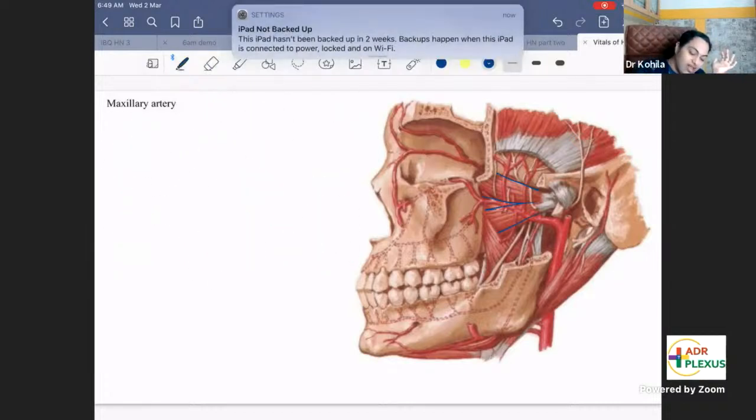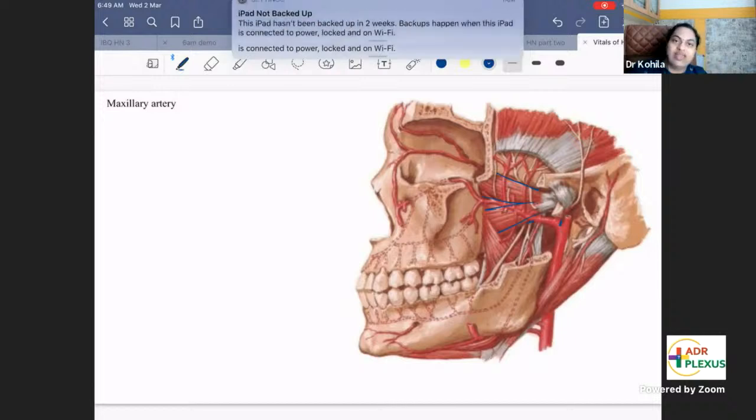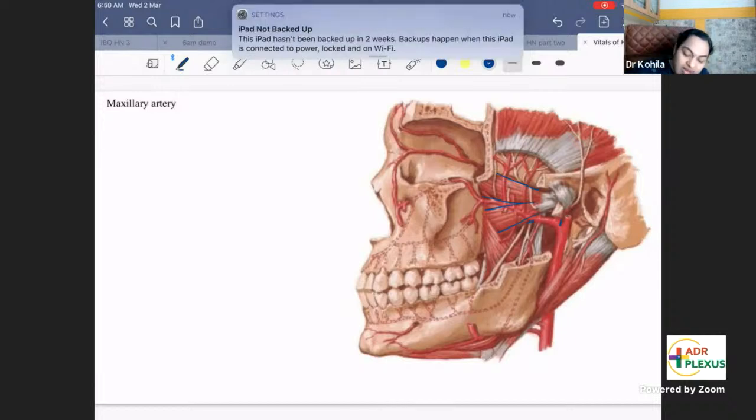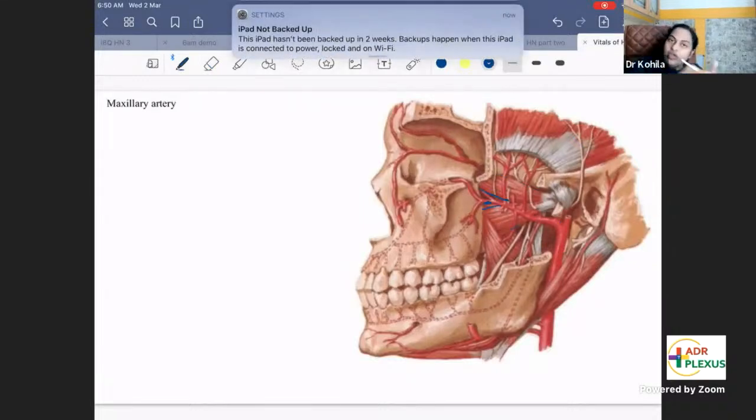Now coming to the maxillary artery, I told you it is the largest terminal branch within the parotid gland, divided into three parts by the lateral pterygoid. The first part is from the neck of the mandible till it reaches the lateral pterygoid. The second part lies either superficial or deep to the lower head of lateral pterygoid. And the third part passes between the two heads of the lateral pterygoid. Through the pterygomaxillary fissure, it enters the pterygopalatine fossa.